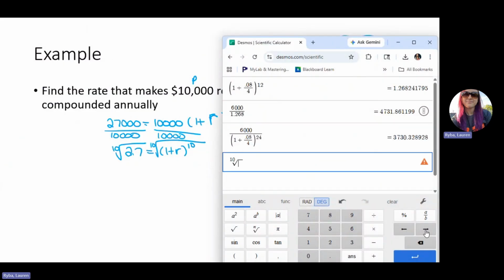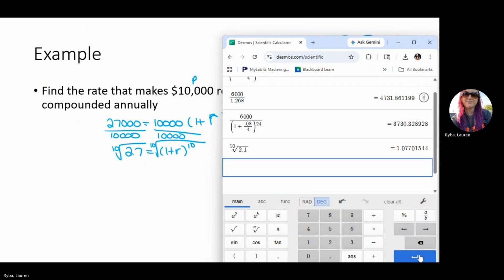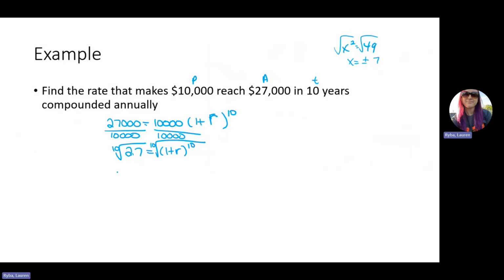So the 10th root of 2.7 gives me 1.1044. You can see it all here. I will round as much as I can over here. 1.1044 equals 1 plus r. Then if I want to get r by itself, I would just subtract 1. That leaves me with r equals 0.1044. Again, this is rounded. Had I typed the whole value, it may be slightly different.